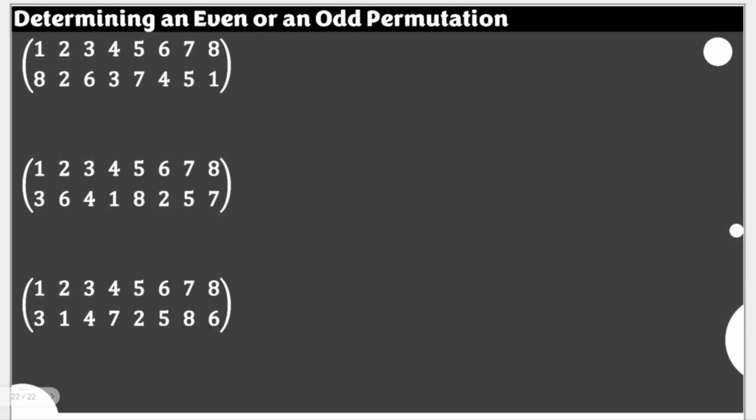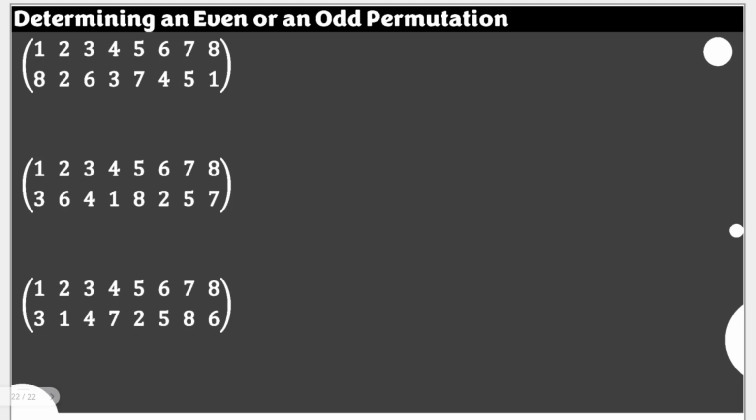In determining whether a given permutation is an even or an odd permutation, we are going to anchor this idea on the number of transpositions that were used to determine, or that will result in the same permutation here. Now, these three permutations are already part of the previous videos.